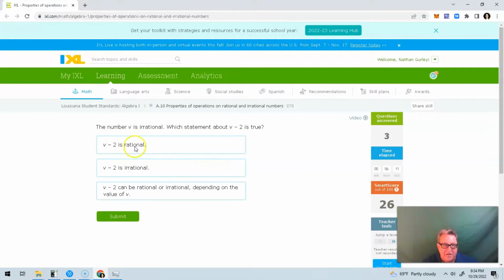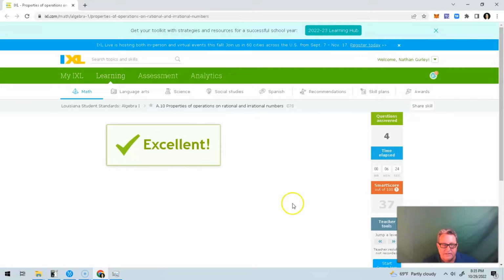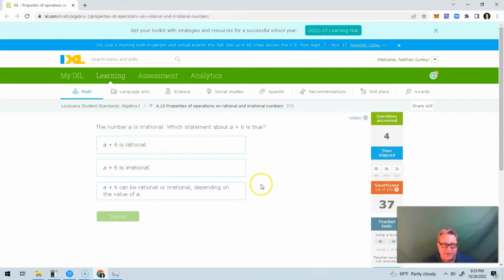Wonderful. The number v is irrational. Which statement about v minus 2 is true? An irrational minus a rational is the same thing. It's going to be irrational. So we just have to look out. There's going to be some tricky ones probably.